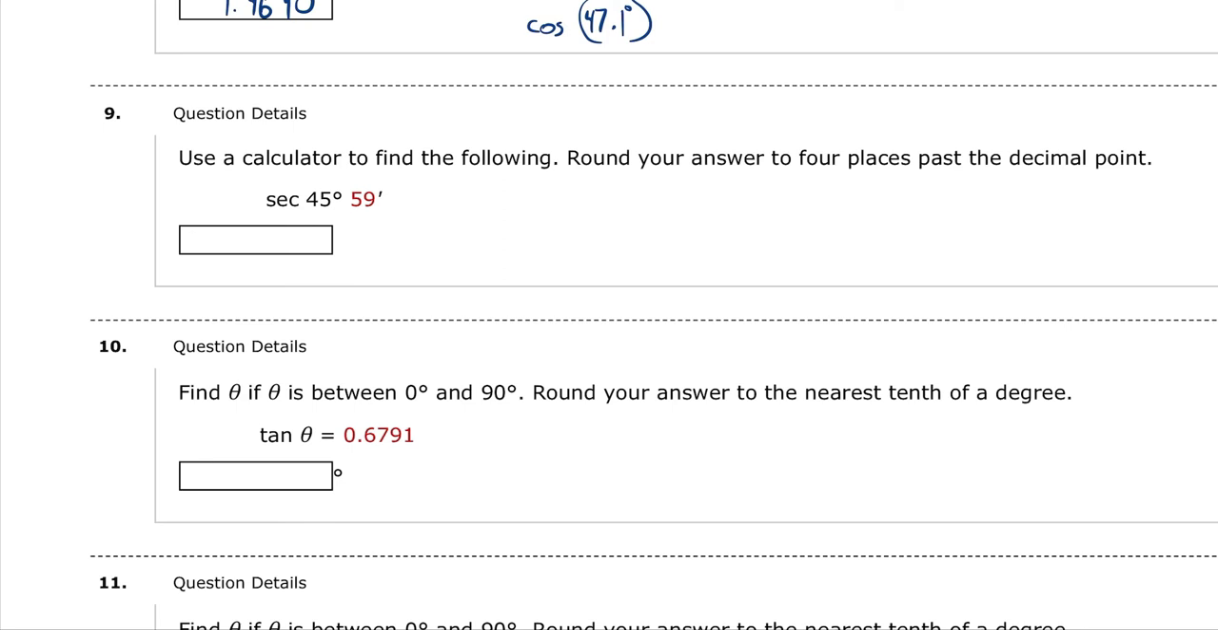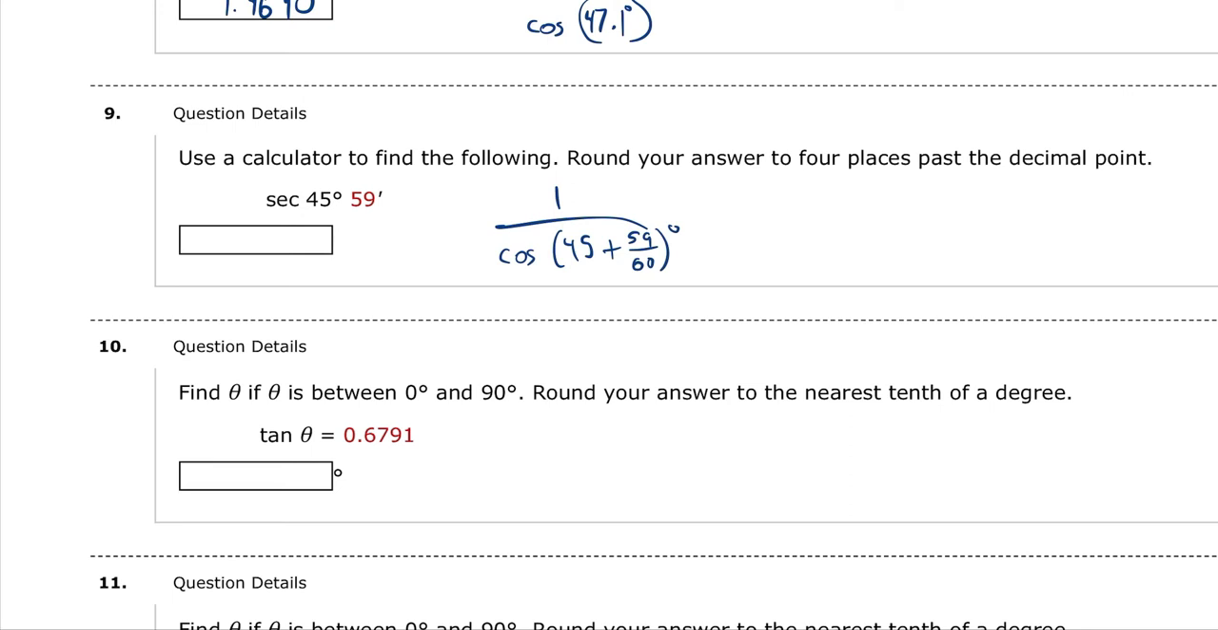Same thing here, except this one, they are looking for the secant, just as before. But notice that they give us minutes, and our calculator doesn't handle minutes. Our calculator doesn't know what to do with that. So we have to convert that to a decimal degree. The way we do that, remember, we divide by 60. So that's going to look like 1 over cosine of 45 plus 59 out of 60 degrees.